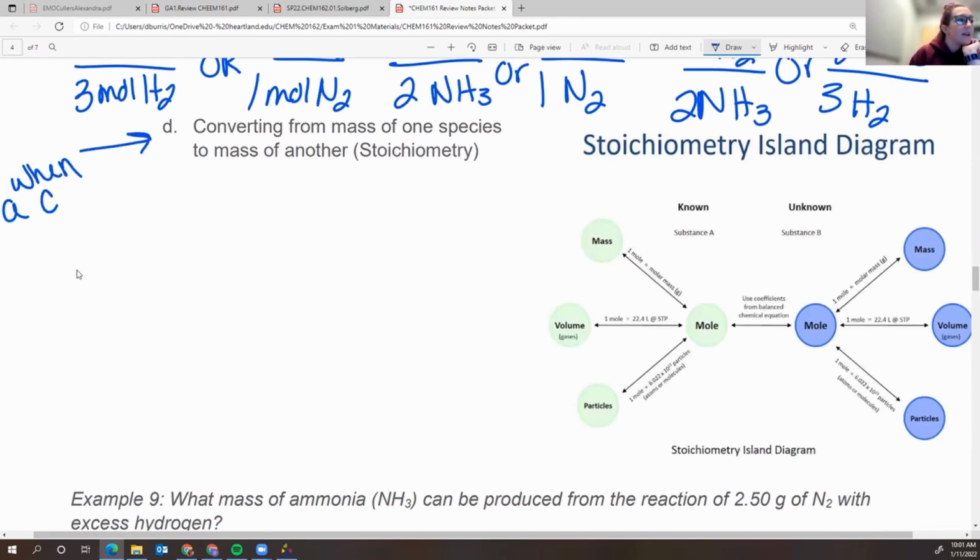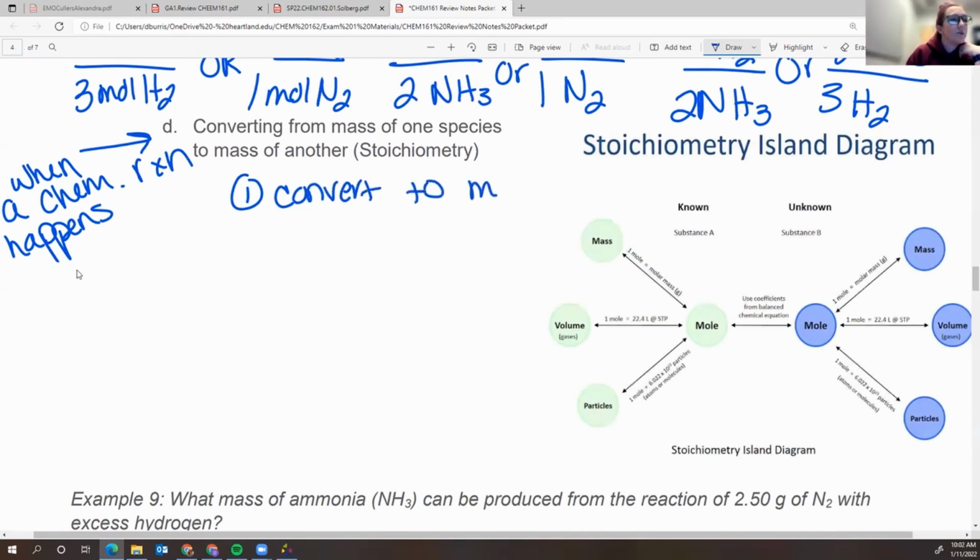When a chemical reaction happens, if you have any type of chemical reaction happening and you ask how much stuff did I make, that's a stoichiometry problem. So what are the steps? First thing you always need to do is convert to moles. Yes, if I'm asking for grams and I gave you grams, you might wonder why convert. Well, it's grams of different things. Always convert to moles. If I give it to you in moles, you can skip this step.